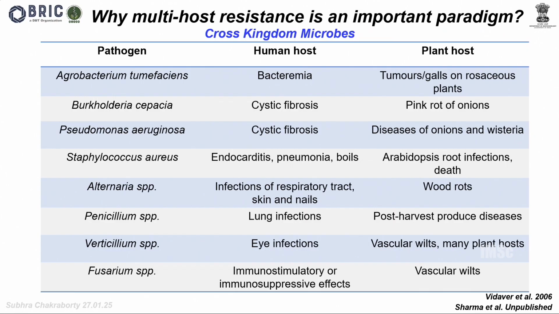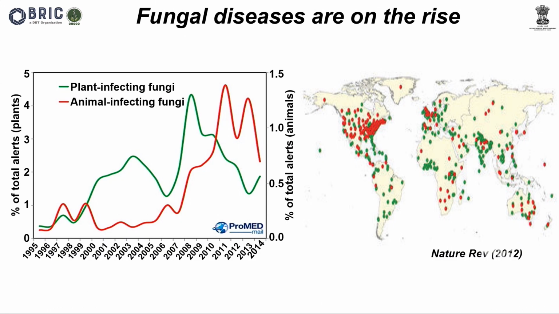So this is a very, very interesting area to deliberate on and to understand how different hosts respond to the same pathogen. We work on a fungal disease, which is Fusarium. And why fungal disease? Because plant-infecting fungi are actually increasing. There is a database called ProMED. This is a little old data, sorry about that, but the story remains the same.